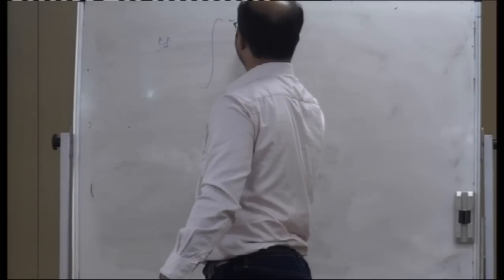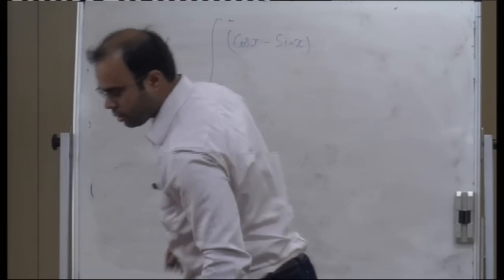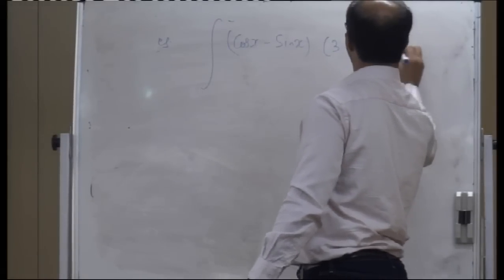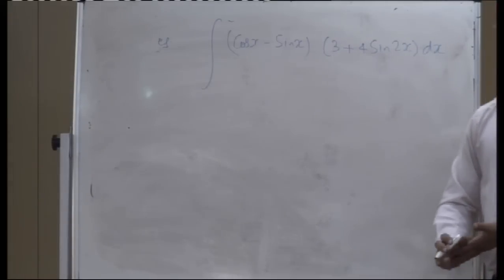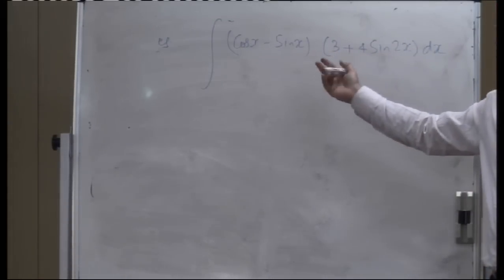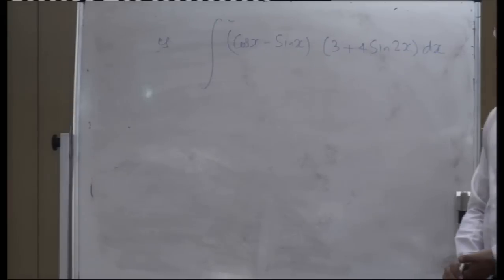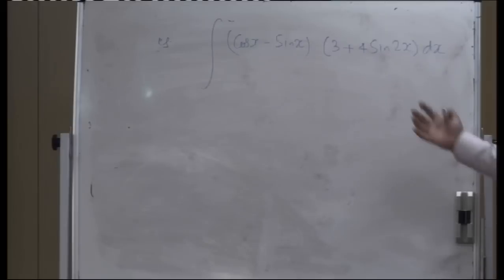Integral of (cos x minus sin x) into (3 plus 4 sin 2x) dx. This is what you have to find. Now again, here direct substitution is quite not obvious. You cannot directly substitute anything like sin x or cos x or something like that. So again you have to think something.